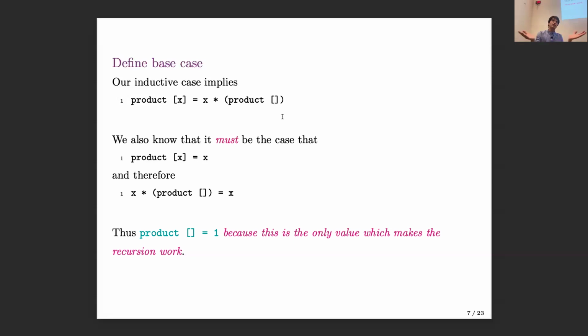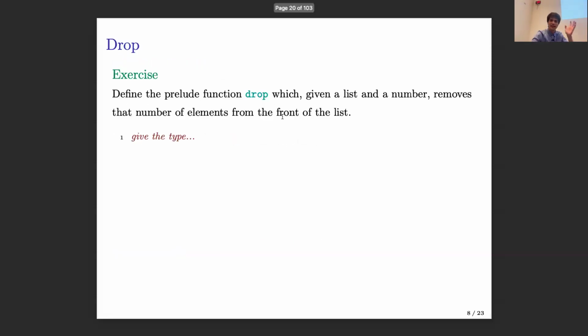Okay, so the strategy here for working out these weird vacuous cases: go to the first case that makes you comfortable, and then work backwards to the vacuous case, because it may not always be intuitively clear what the base case should be. Sometimes this is necessary, right? So I think I have some which is actually necessary. Okay, drop. There's a prelude function drop, which given a list and a number, removes that number of elements from the list. So let's build it.